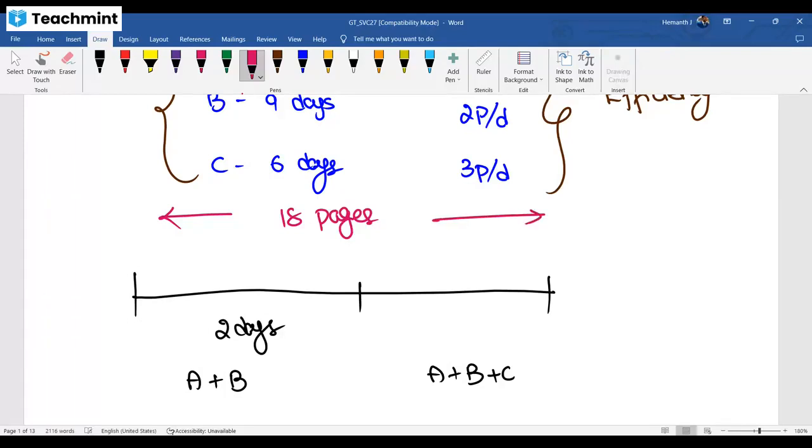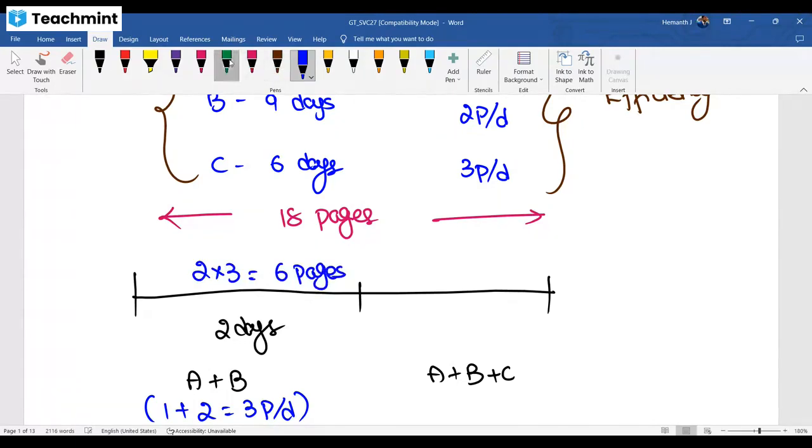So what can A and B do? A can type 1 page per day, B can type 2 pages per day. Together they can type 3 pages per day. As A and B are available for 2 days, 2 into 3, 6 pages are completed. Now still 12 pages are pending.